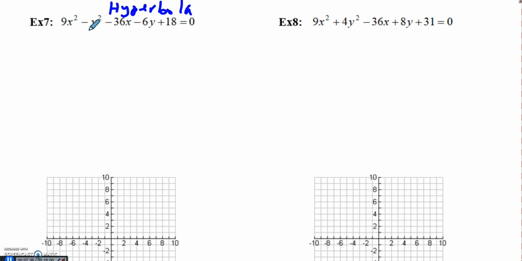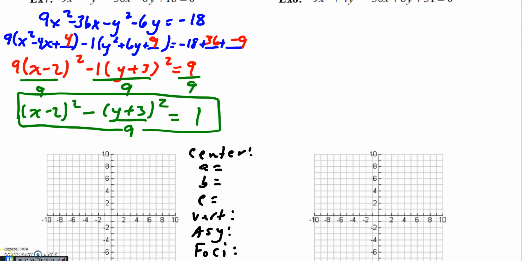So my suggestion would be subtracting the 18, getting the x's together, getting the y's, and completing the square. So when you come back, I want you to pause, do this, and please check your answer with me. So please pause now. Okay, so here's my answer boxed in green. I got x minus 2 quantity squared minus y plus 3 squared over 9 equals 1. So please pause the video now if you need to stop and go through any of this information on your own.